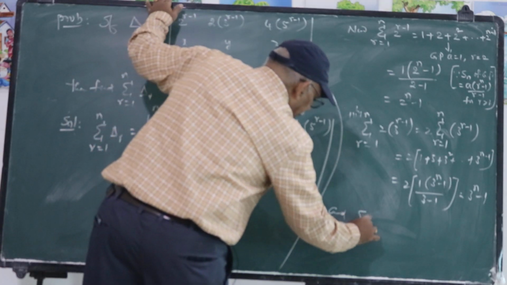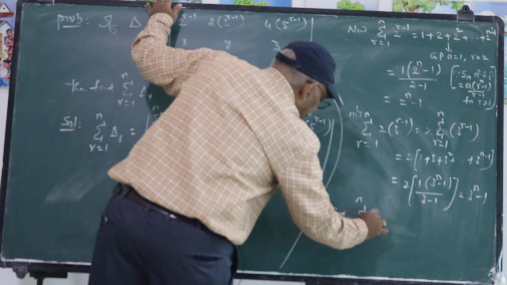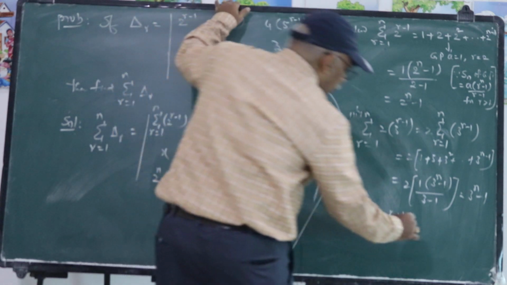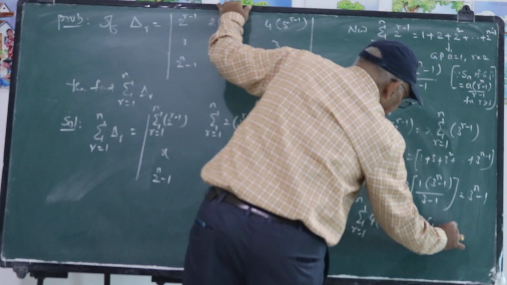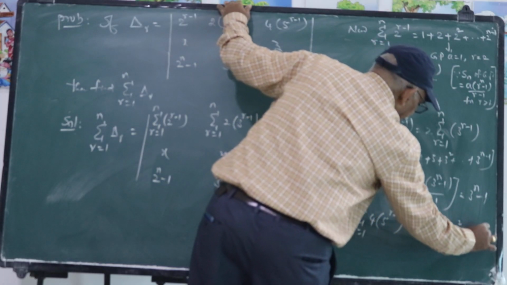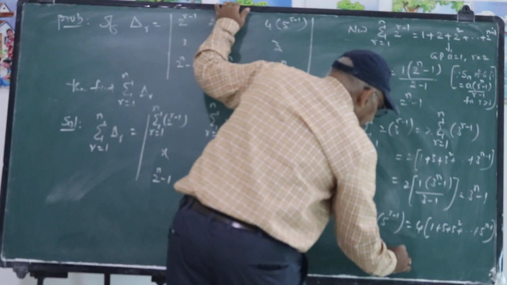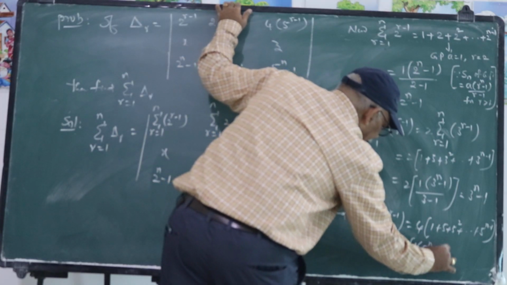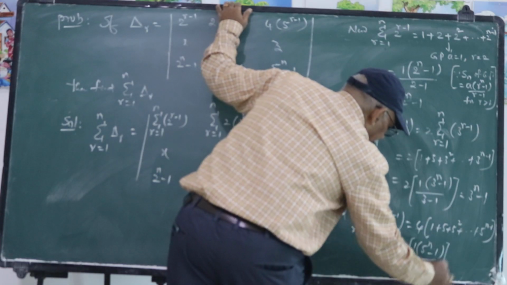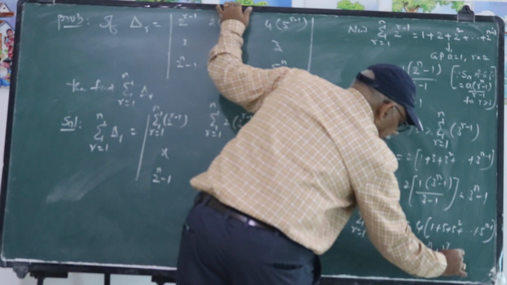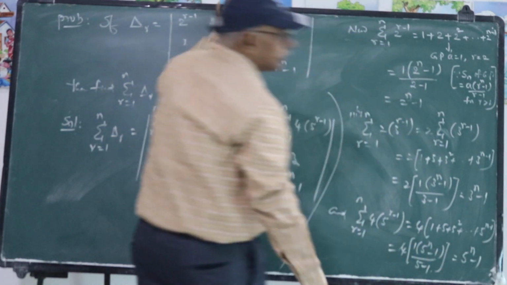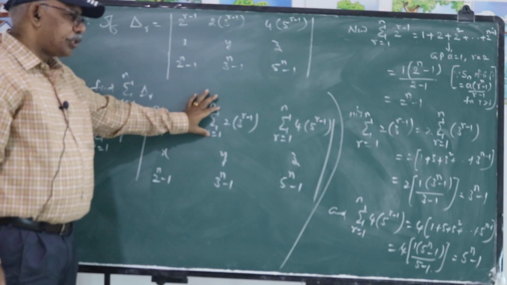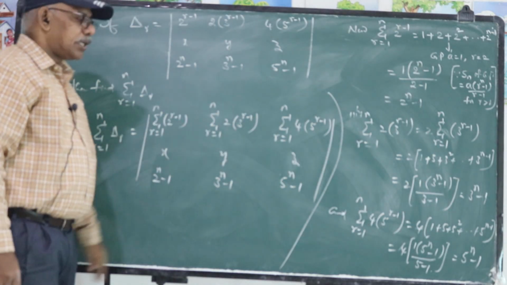Similarly, sigma r equal to 1 to n, 4 times 5 power r minus 1 is 4 into (1 plus 5 plus 5 square and so on until 5 power n minus 1). Instead of 2 and 3, here we have 5. So 1 into (5 power n minus 1) by (5 minus 1) is our summation. So the 4 cancels and we get 5 power n minus 1. So it becomes 2 power n minus 1, 3 power n minus 1, 5 power n minus 1.